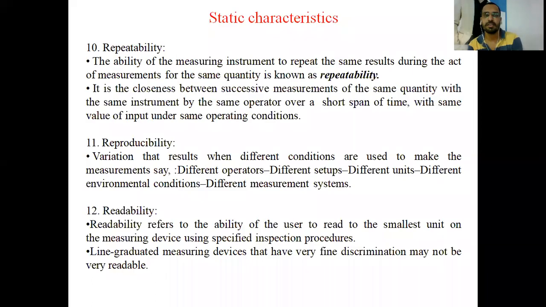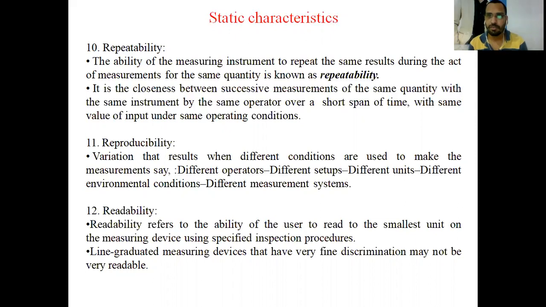The next characteristic is repeatability. What is repeatability? It means we have to repeat something. It is the ability of the measuring instrument to repeat the same result during the measurement of the same quantity. But there is a condition: the machine will remain the same, the operator over a short span of time will remain the same, and the value of input given under the operating conditions will always remain the same.